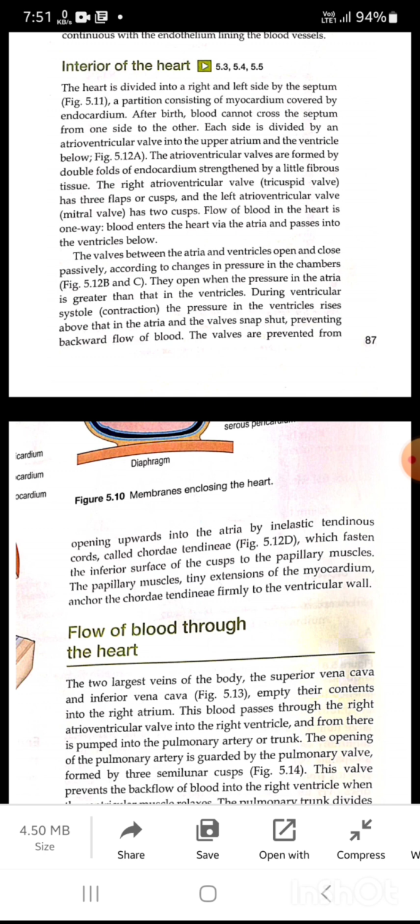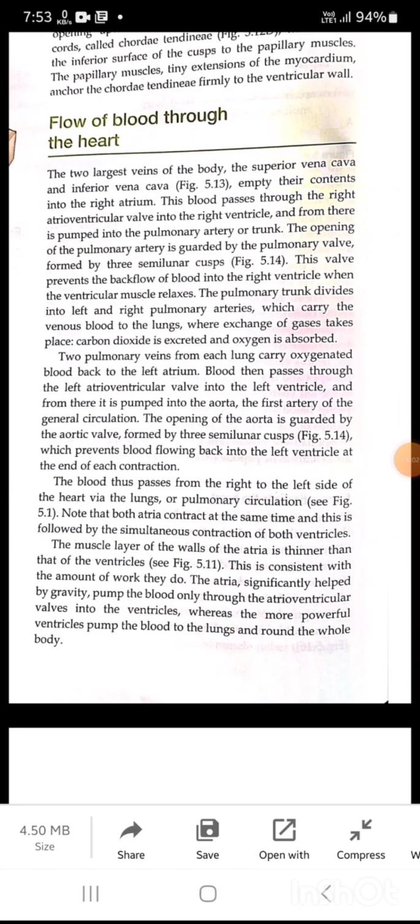Next, we are going to see the flow of blood through the heart. At first we will read the content, then we will see it in the pictures. The two largest veins of the body, the superior vena cava and inferior vena cava, empty their content into the right atrium. This blood passes through the right atrioventricular valve into the right ventricle and from there is pumped into the pulmonary artery or trunk.